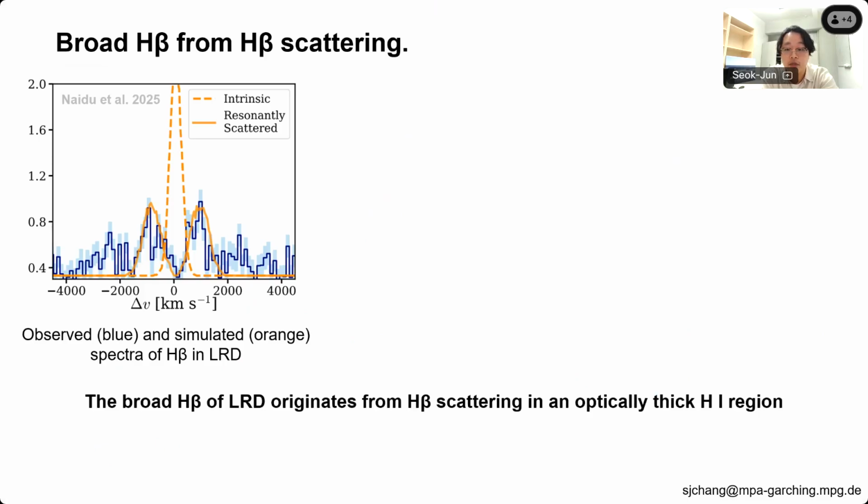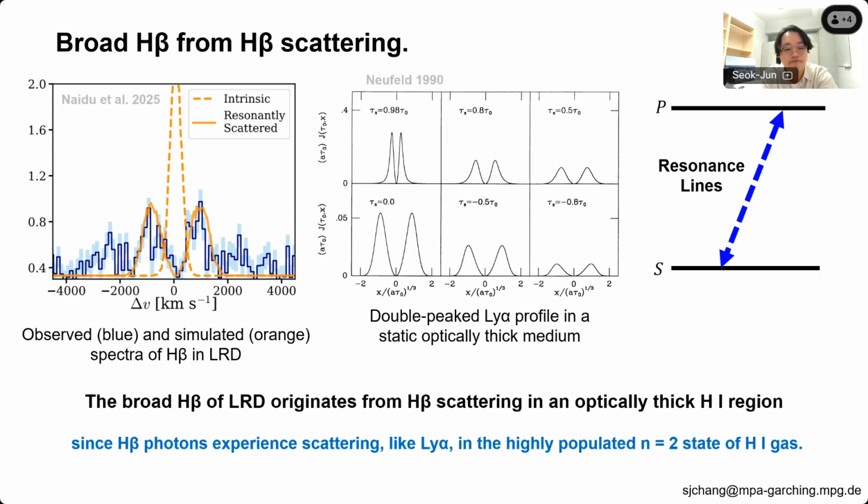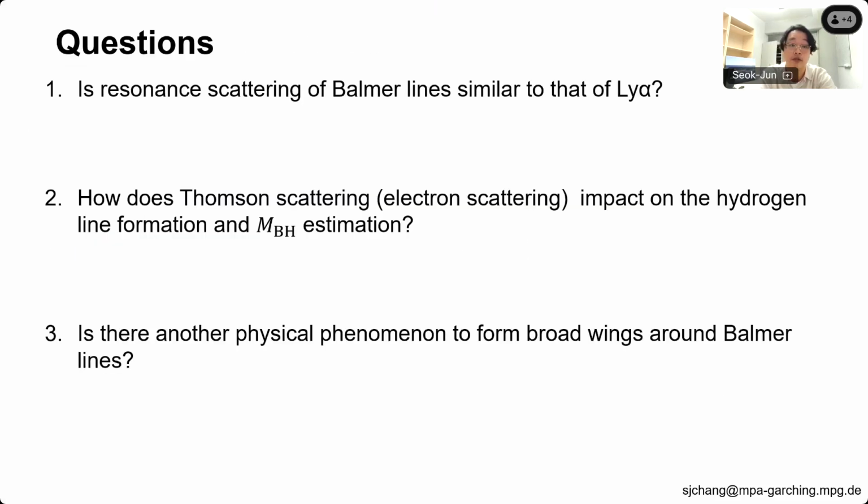In the left panel, it shows that H beta photons undergo many scatterings, similar to Lyman alpha behavior. In the dense gas, they say they can reproduce the H beta spectrum from LRDs. But the thing is, even if H beta suffers scattering like Lyman alpha, this process is not like Lyman alpha, because H beta is not a resonance line. Which means understanding the H beta feature in the LRD, studying the Balmer line radiative transfer, is crucial.